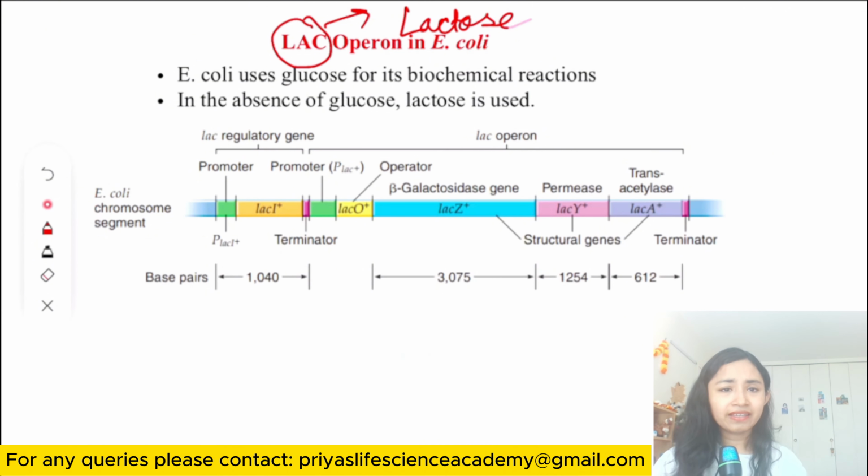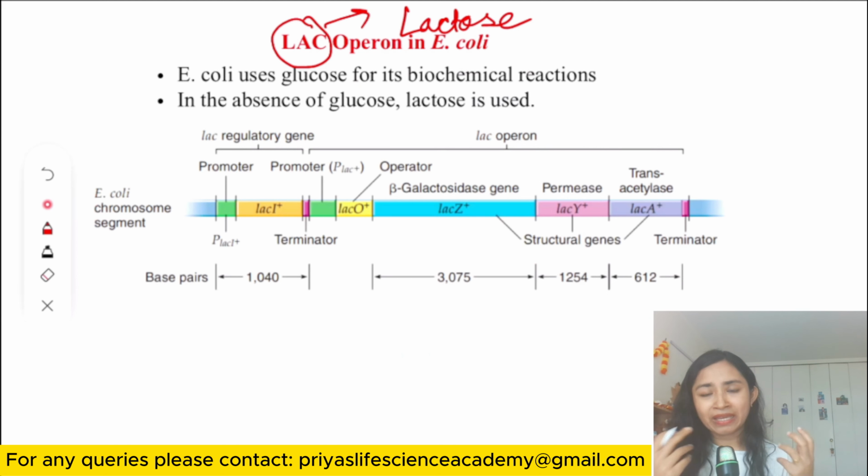Like we need an energy source to do our daily activities, likewise bacteria need an energy source to perform their metabolic reactions. The simplest molecule which bacteria can use is glucose. They need glucose to perform their biochemical reactions. But what happens when glucose is not present in the medium? Then Lac Operon comes into play. Then the bacteria use lactose as a carbon source to do their biochemical reactions.